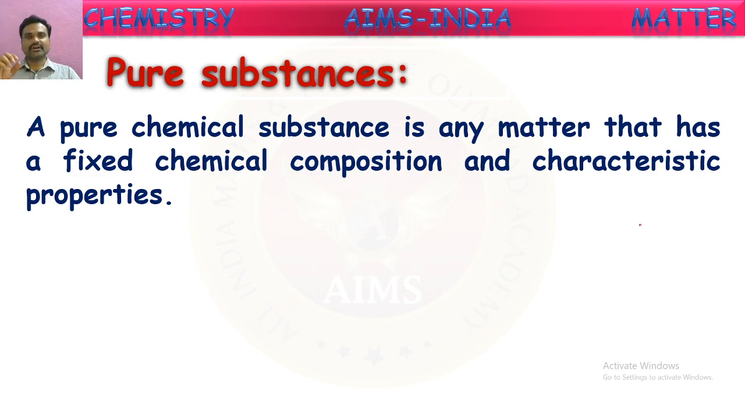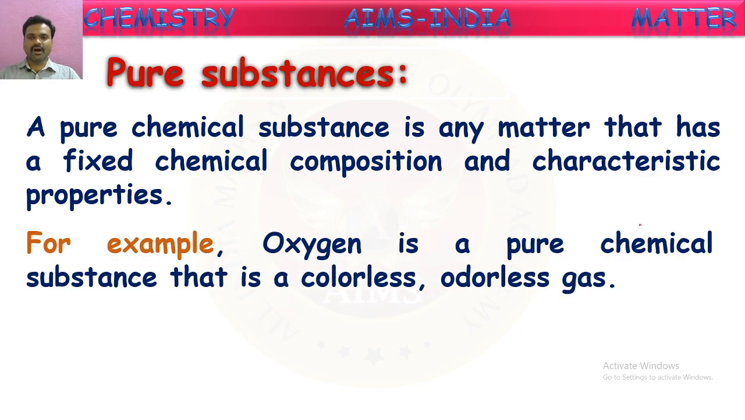Yes, a pure substance contains only one kind of particles. It has a fixed chemical composition and some special or characteristic properties. For example, oxygen is a pure chemical substance, a colorless and odorless gas, because it is made up of only one kind of molecules. They are O2 molecules, oxygen molecules. It is made up of only one kind of molecule.